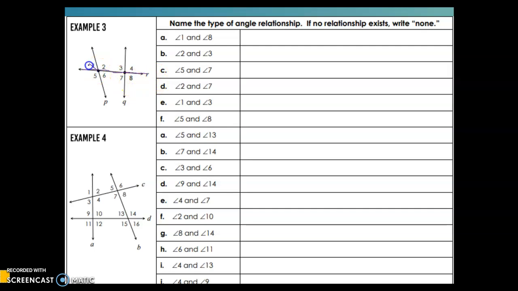So I notice that 1 is up and on the outside, and 8 is also on the outside of those two lines, but it's down here at the bottom. So it's not the same side as number 1. So that is an alternate exterior angle, and I'm just going to abbreviate that. Alternate exterior. 2 and 3, that's between the two lines, so I know that's interior. I'm going to go ahead and write that. And I see that they're on the same side. So we can write same side or we can write corresponding. I'm going to write, not corresponding, sorry, consecutive. I'm going to write consecutive interior. If you want to write same side interior, that's fine as well.